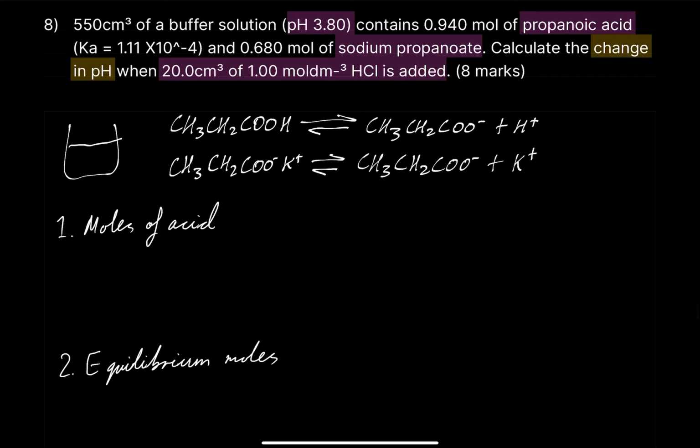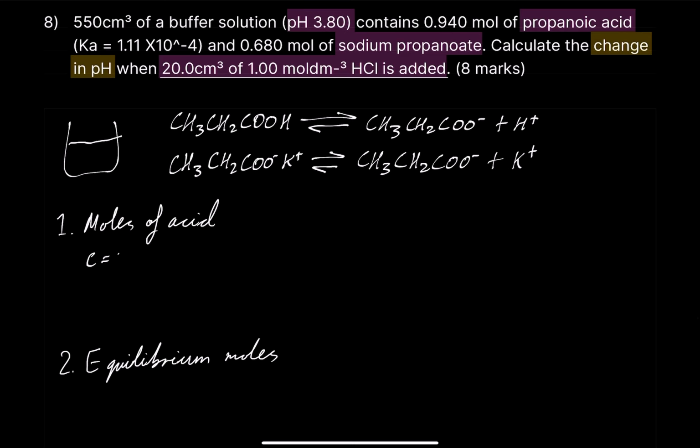Okay, so the first thing I'm going to do here is work out the moles of the acid that we're adding, and there's a reason why. There's clearly a change to the concentration of H plus in our solution, and that's what causes a change in pH, right? So let's work out what we actually have. I'm going to focus on this part first. So, work out the moles of acid.